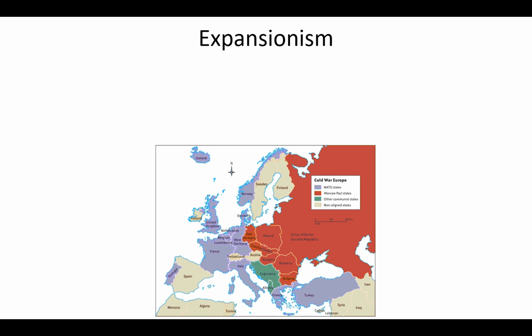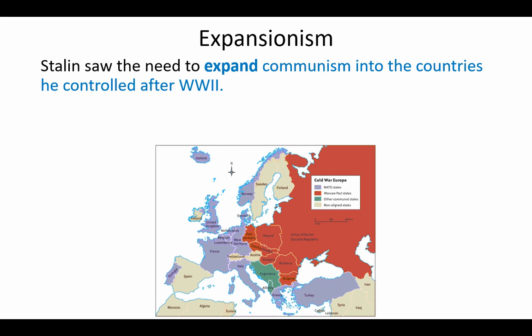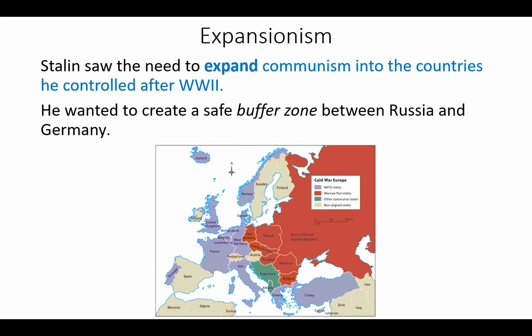So expansionism, right? You see the word expanding, right? Well, Stalin saw the need to expand communism into the countries that he had controlled after World War II. So that would be these countries here, like Poland, East Germany, Czechoslovakia, Hungary, Romania, Bulgaria, countries that he had liberated from the Nazis. He wanted to expand communism into those countries that were now under his control.